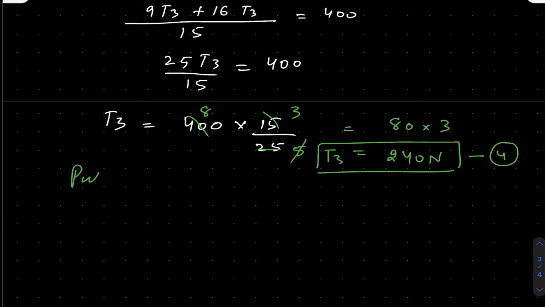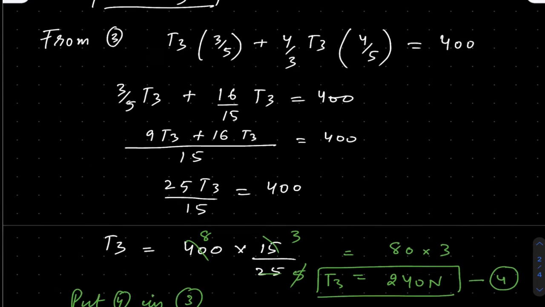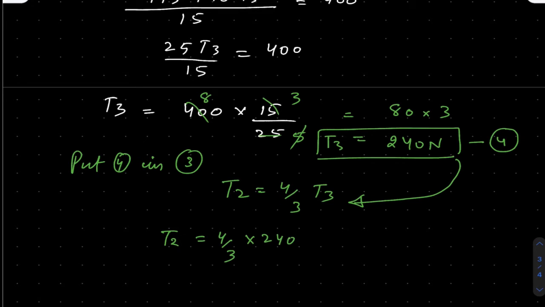So put equation 4 in equation third. Equation third is T2 is equal to 4 by 3 T3. So T2 equals 4 by 3 T3. We will use the value of T3 here. So T2 equals 4 by 3 into 240 Newton. So we can solve it.